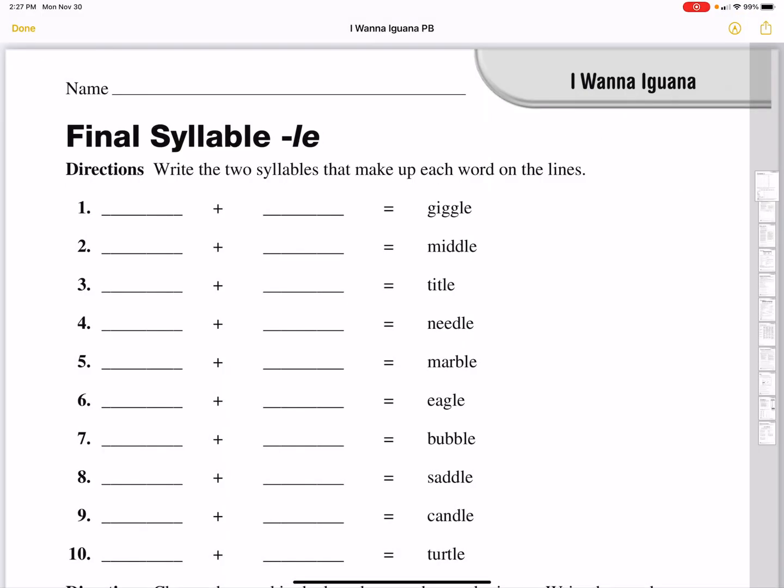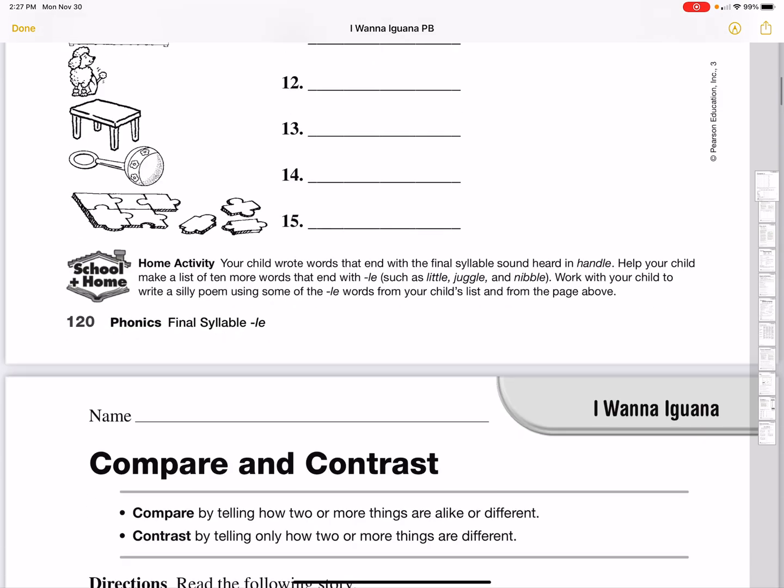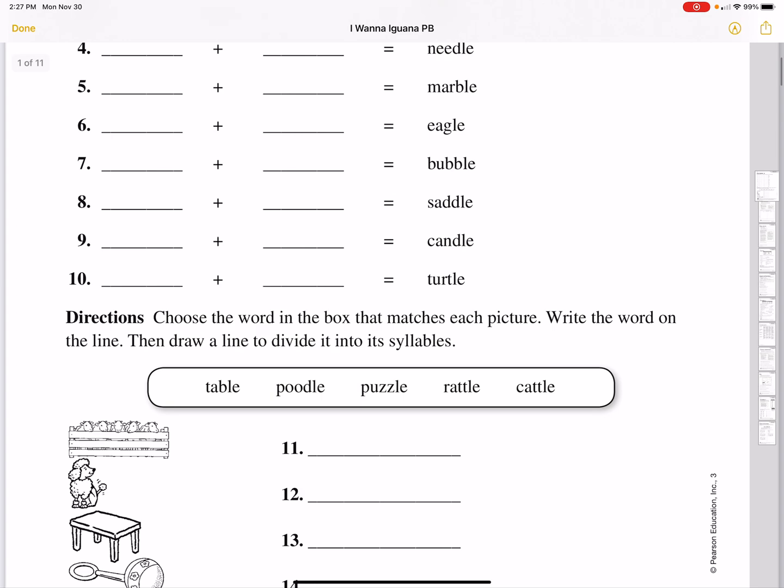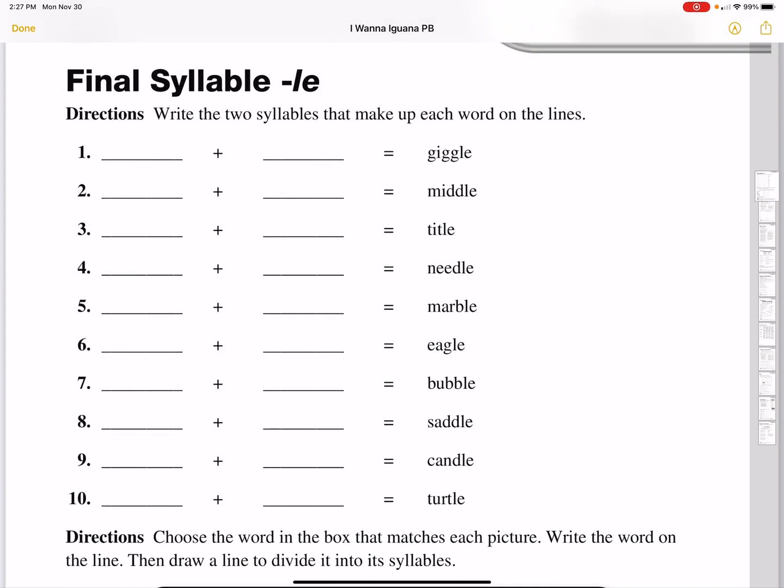Okay, this is reading for today. We're going to be doing page 121 all together. But for page 120, I'm just going to give you some directions, and then I'm going to ask you to finish it on your own. So, final syllable, ul. Write the 2 syllables that make up each word on the lines.